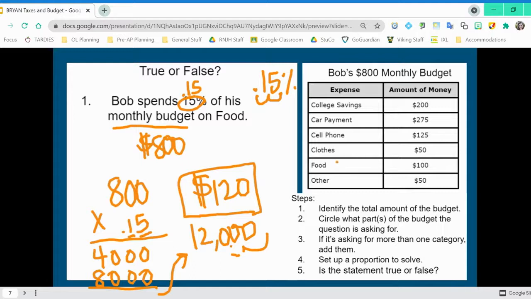And since he only spent $100 on food, that's not 120. This is a false statement. So that's an alternative method of solving. If you find that easier, then you could use that method. So if you're finding a percent of a total, you're going to multiply the total times the decimal that equals the percent that you're looking for. So total times the decimal that equals the percent, and that will give you the part, or the amount of money in this case, that is 15% of $800.